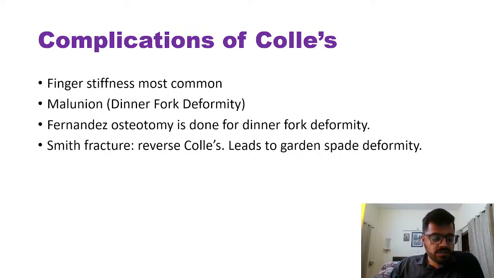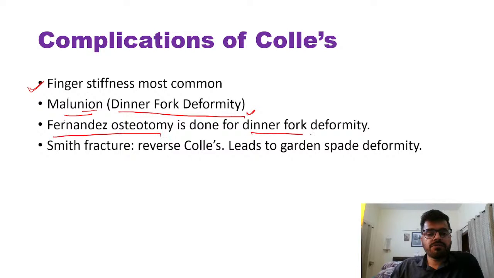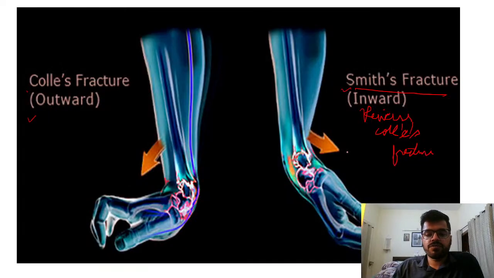Complications of Colles fracture: finger stiffness is the most common complication. Then there is malunion, that is, dinner fork deformity occurs. Fernandez osteotomy we do for the correction of dinner fork deformity. Then we know Smith fracture, it is the reverse of Colles and it leads to garden spade deformity, the opposite of dinner fork.